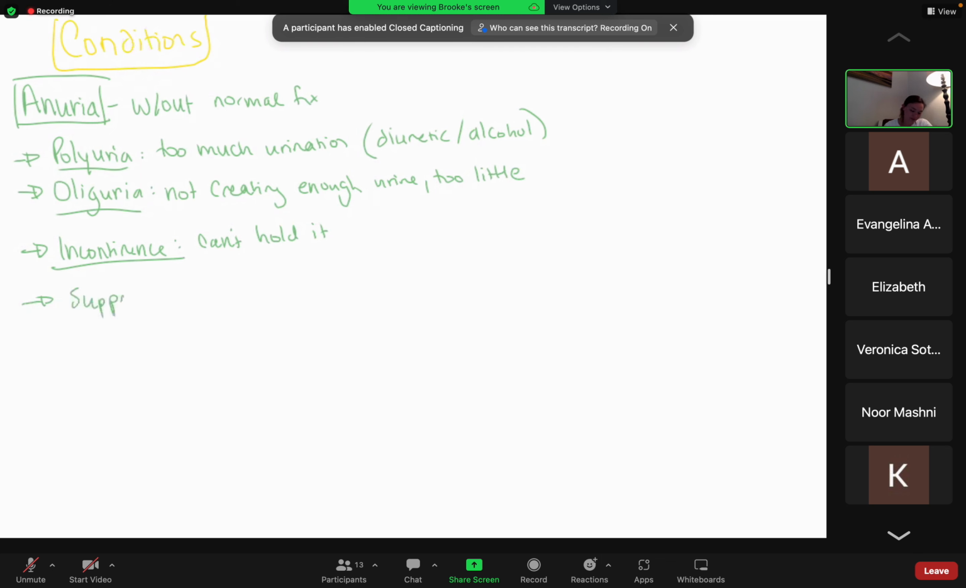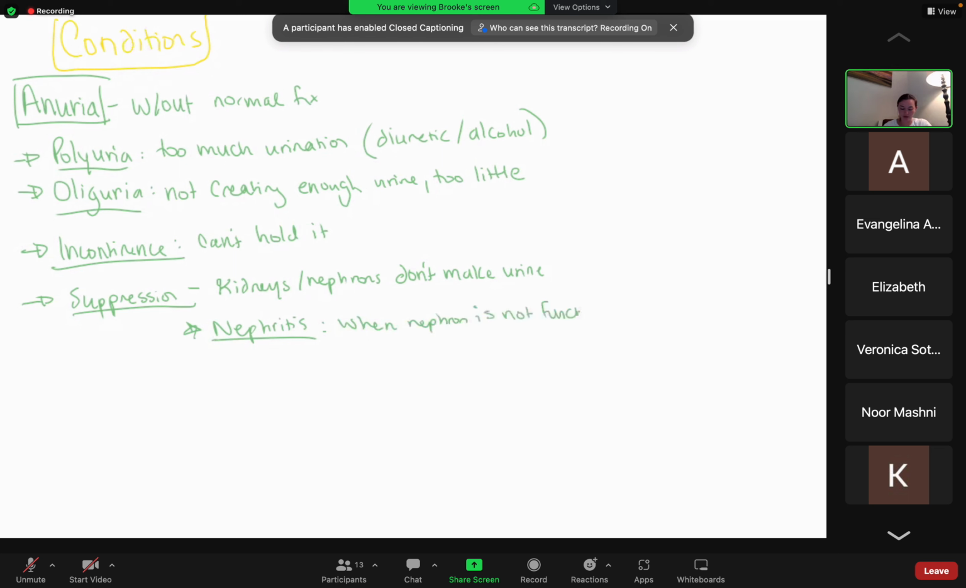Suppression. Suppression is when the kidneys, we'll put nephrons because that's more specific, the nephrons don't even make urine. So when we're not even making urine all the way up at the nephron level, that would be suppression. This could be related to nephritis. Nephritis is when the nephron is not functioning.